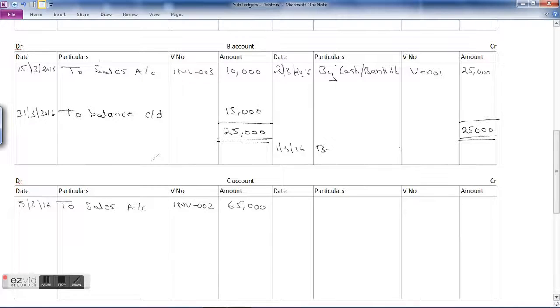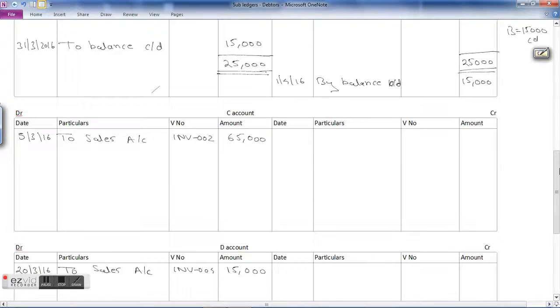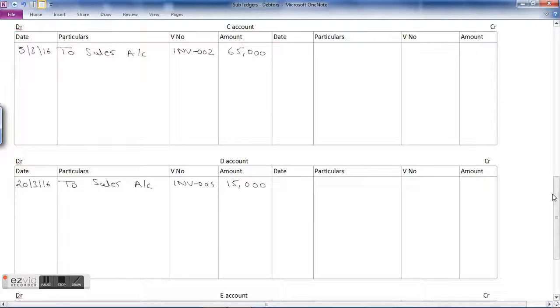Normally all debtors will show a debit balance, but since this is an advance received from debtors, this is showing a credit balance. That means 15,000 is the advance which is received from the debtor, that is B. So 15,000 is showing a credit balance. So what does it mean? There are some subsequent sales which are required to be done to Mr. B. Correct?